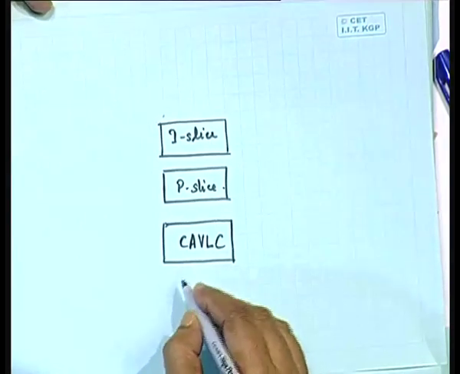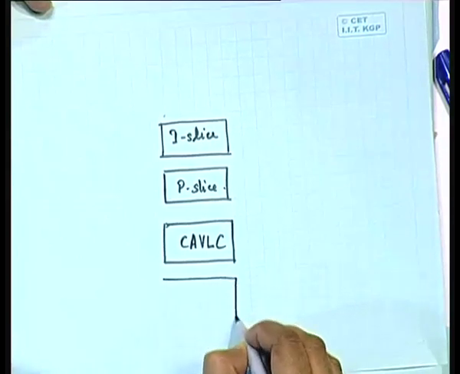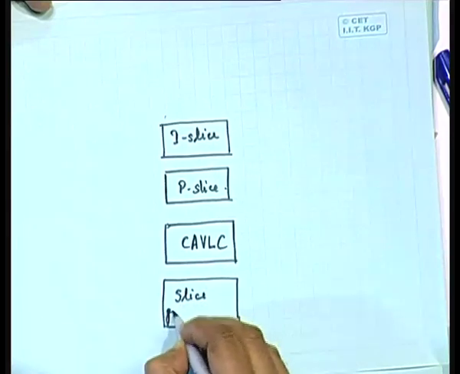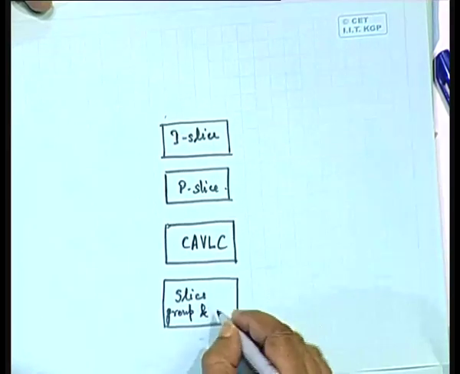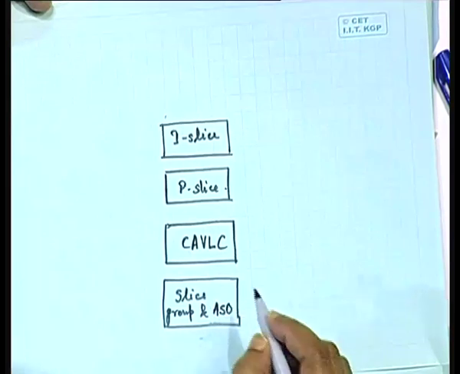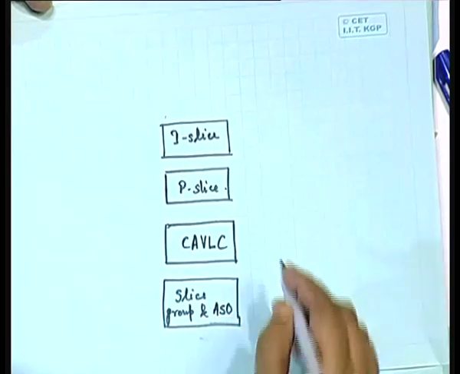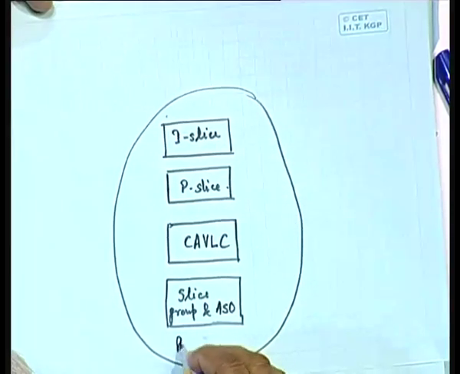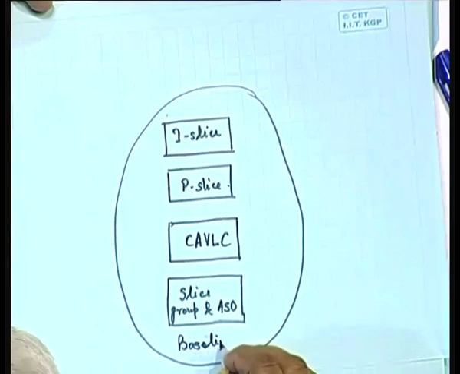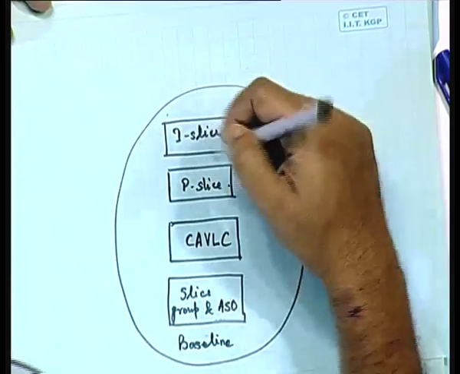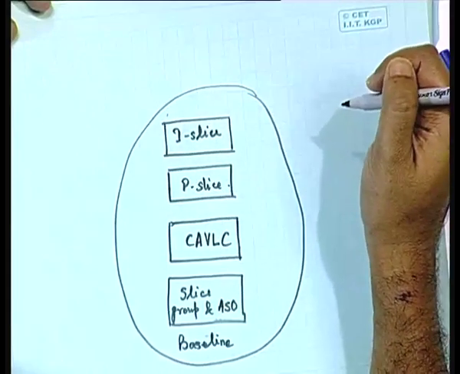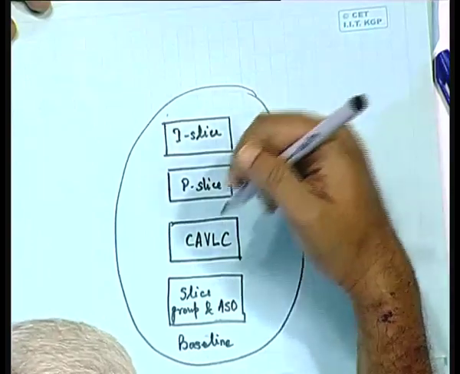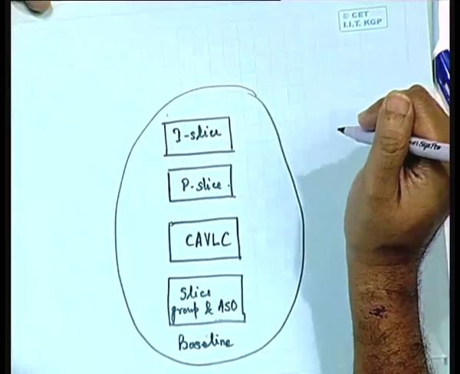The baseline also supports what is called the slice group concept, I'll come to that, and what is called arbitrary slice ordering, ASO. These basically compose the baseline profile. You can find one omission: in the baseline profile we do not have the B slices, we only have the I slice and the P slice. In the entropy coding it adopts CAVLC.